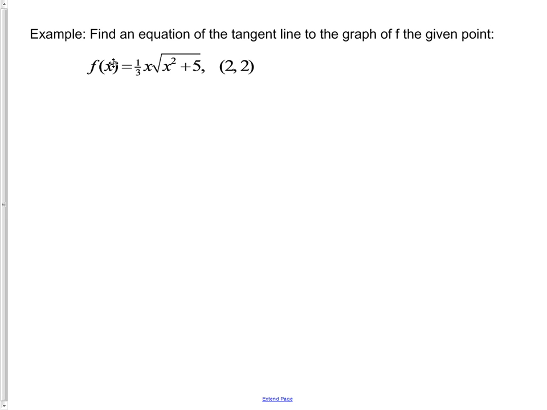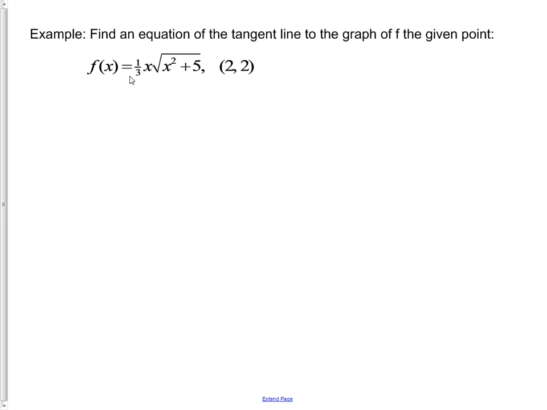Okay, so we've got this function that passes through the point 2, 2, and we want to find the equation of the line tangent to the graph at that given point. So that means we're going to have to find a derivative here. In case you missed the last one, this is a combination where we're doing a product rule and a chain rule at the same time. So let's go through those steps once again.